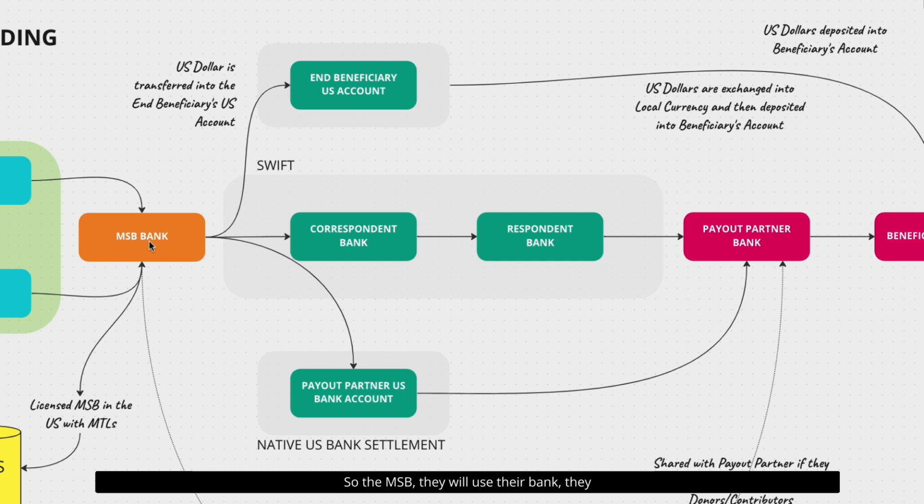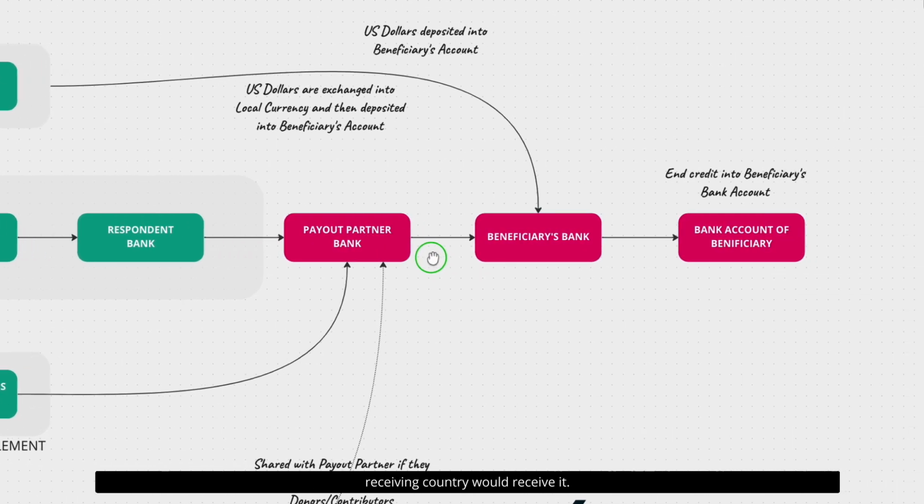So the MSP will use their bank and send the money to the correspondent bank, pretty much in New York. You can have BNY Mellon, Deutsche, Standard Chartered, Bank of America, JP Morgan Chase. They are all correspondent banks. They will send the money to the respondent banks. The payout partner bank in the receiving country will receive it and transfer the money to the beneficiary's bank, which was defined in the original crowdfunding campaign, and eventually there will be an end credit into the beneficiary's bank account. So that's one way of sending it.